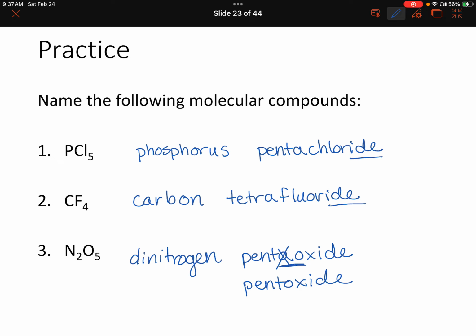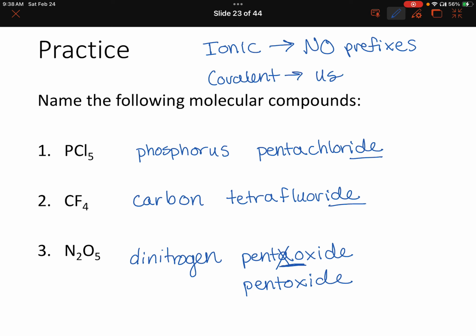Now, one thing to remember is when we were naming ionic compounds, we were not using prefixes, right? So no prefixes when you're naming ionic compounds. But now with covalent compounds, we are using prefixes. So the reason that we do not use prefixes with ionic compounds is we're supposed to know the charge on the element or the ion. And so knowing the charge, we don't need prefixes because we can just figure out from the charge how many of each ion we have. But with covalent compounds, we don't have charges, right? Everything's sharing electrons. And so we need those prefixes to indicate how many of each element we have.